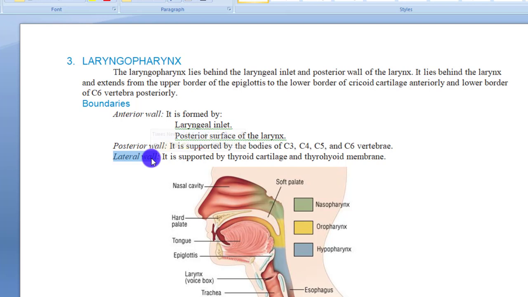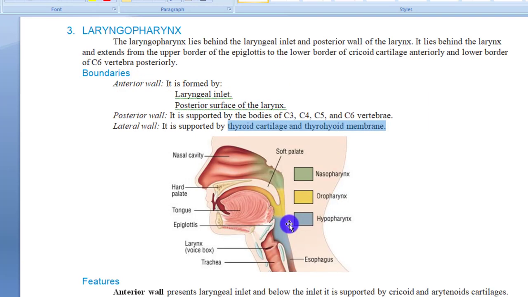So its anterior wall is formed by the laryngeal inlet and the posterior surface of the larynx. Its posterior wall is supported by the C3, C4, C5 and C6 vertebra. So these vertebra support the posterior wall of the laryngopharynx, and the lateral walls are supported by the thyroid cartilage and thyrohyoid membrane, right?